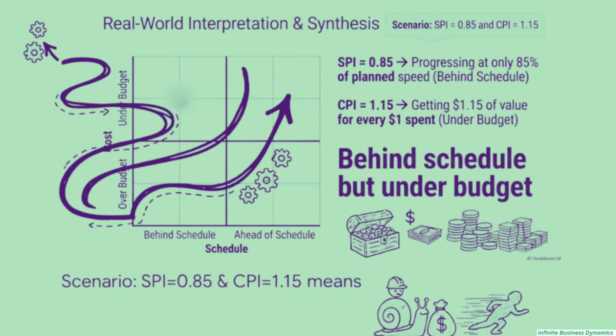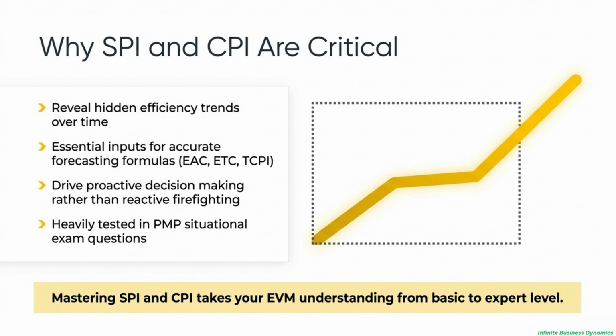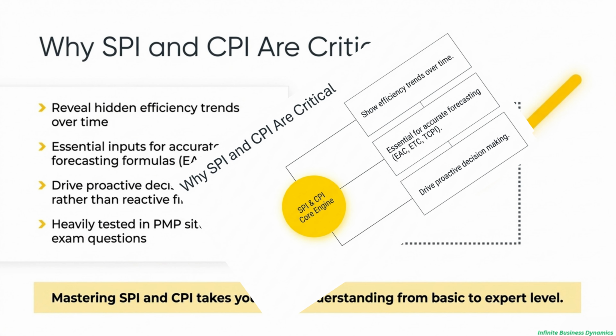So, what does this all boil down to? It means that SPI and CPI are absolutely, positively critical. They reveal hidden trends about your efficiency that you'd otherwise miss. They're essential inputs for all your forecasting formulas down the line. They let you make proactive decisions instead of just reacting and fighting fires. And yeah, you better believe they are heavily tested on the PMP exam. Mastering these two indices takes your whole EVM game from a basic level right up to expert.